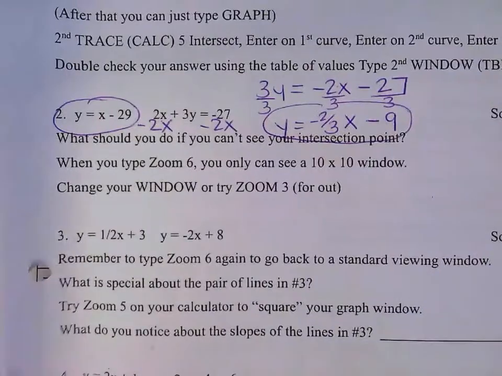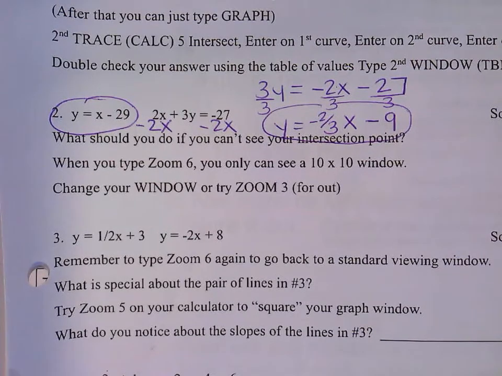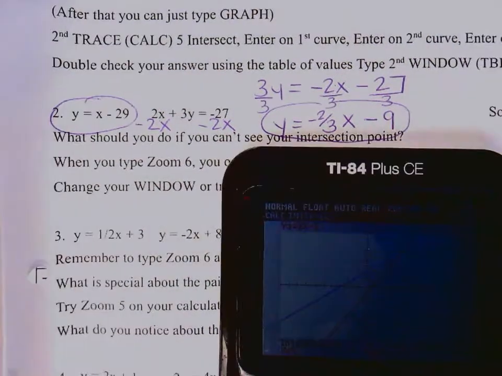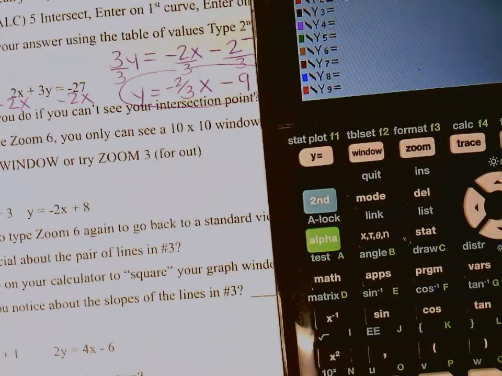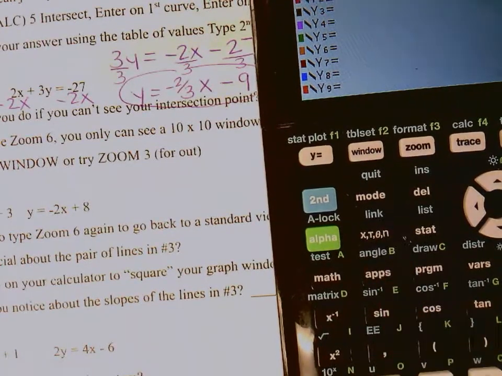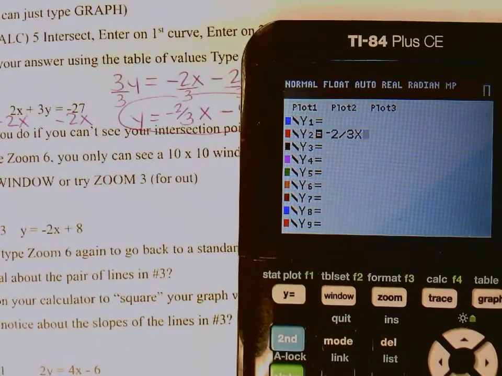So now I have 2 equations to put in the calculator. So see if you can put those in and graph it. And then when you cannot see your graph, we're going to need to zoom out. 2, you're going to hit the negative key. Yeah. So negative 2 divided by 3x. Negative 2 divided by sign.